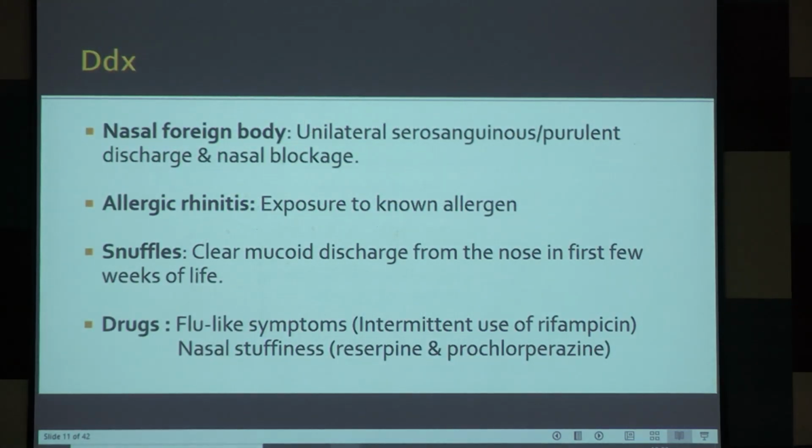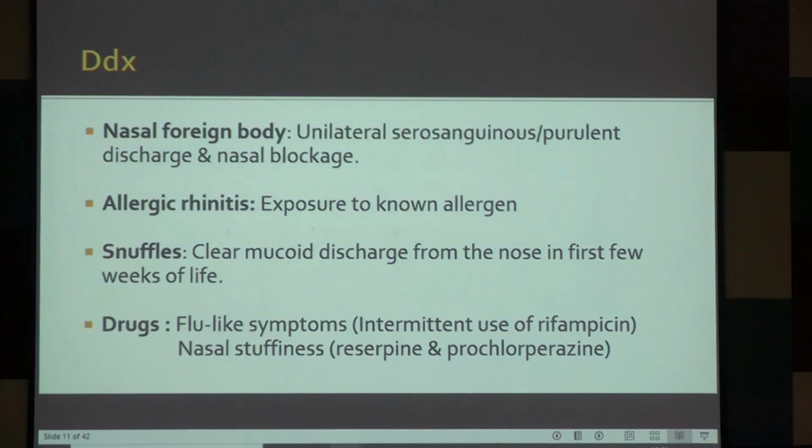What are the other differential diagnoses? What can be the other conditions? Like maybe nasal foreign body, but in nasal foreign body there will be unilateral nasal blockage. Unilateral serosanguinous or purulent discharge and nasal blockage. It will be unilateral, that is important. Allergic rhinitis, exposure to any known allergen, maybe dust allergy, maybe food allergy.